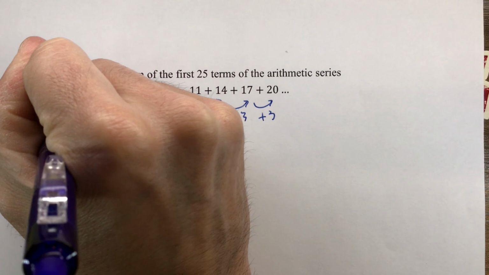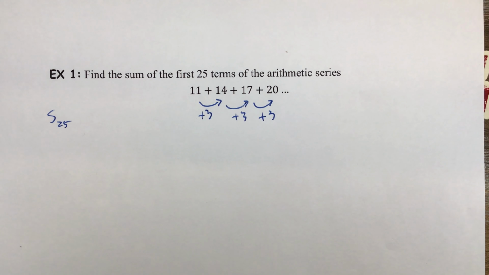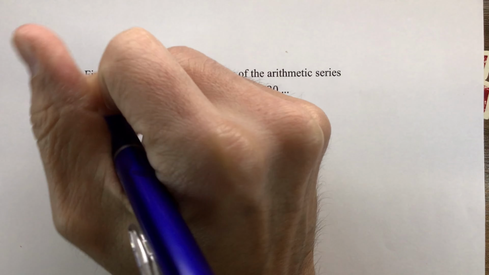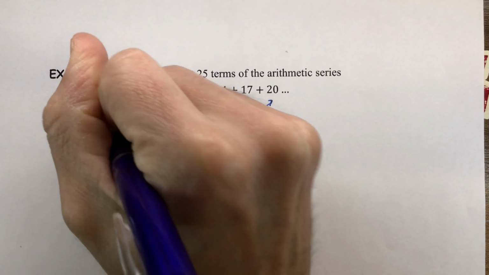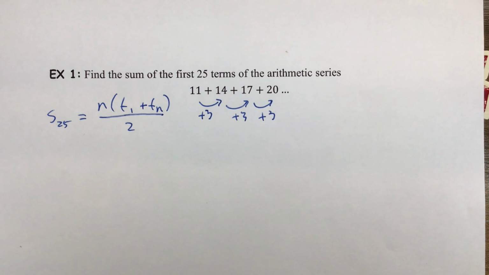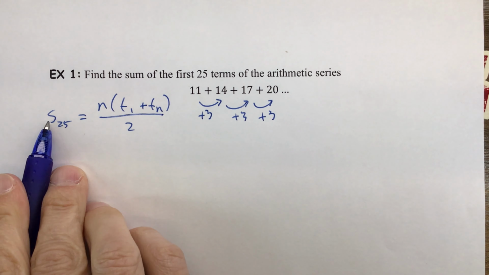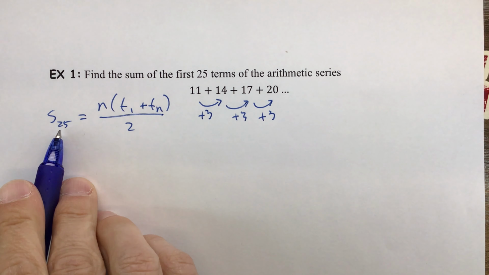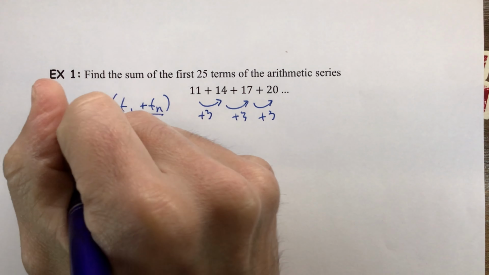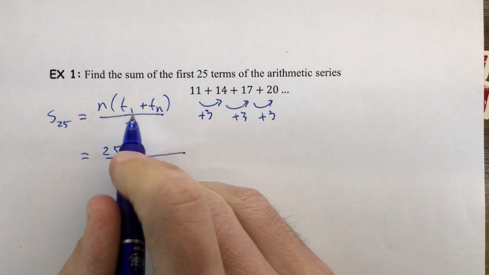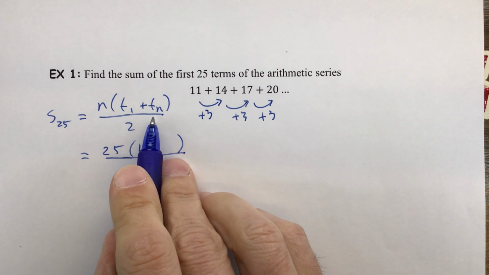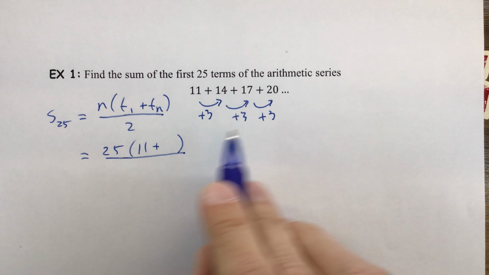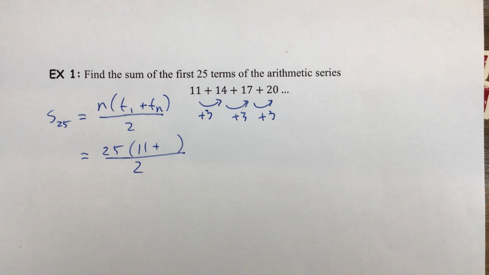Okay, so we could write S, let's call it S25 as the subscript, because we do want to get the first 25 terms. That would be equal to n times the sum of the first and last term divided by 2. Okay, so we're looking for S25. 25 is the n, so that means that this will be 25. The first term we've got, that'd be 11. The last term, that we're actually missing. Okay, but we do know that we're going to divide by 2, so we'll go ahead and fill that in.